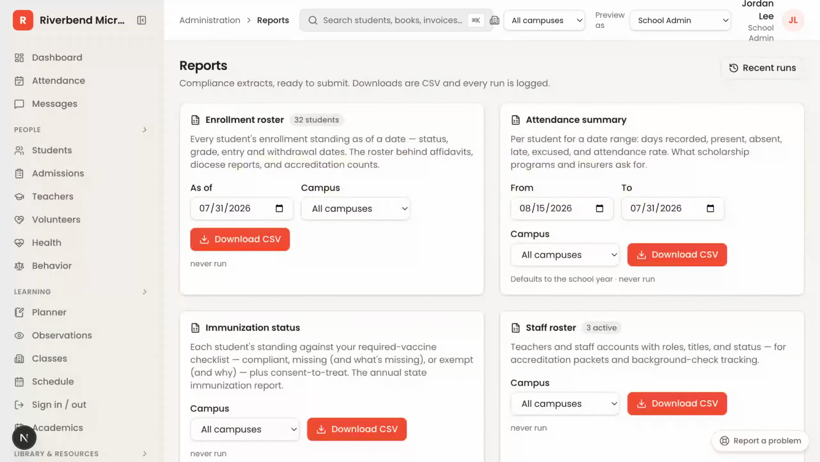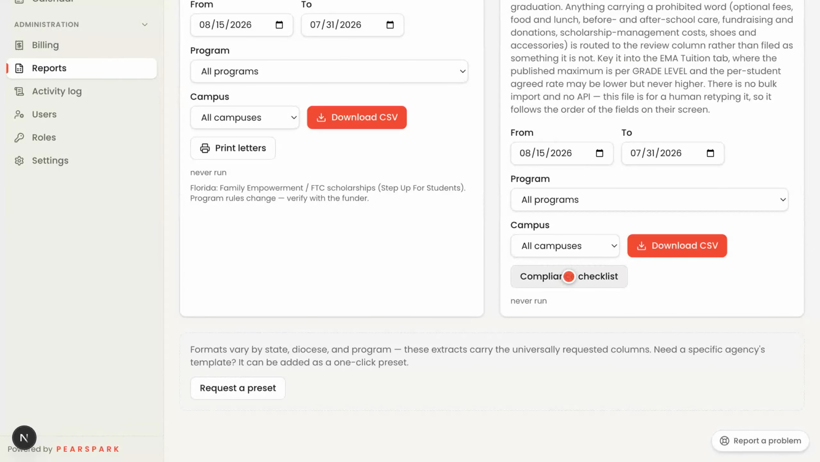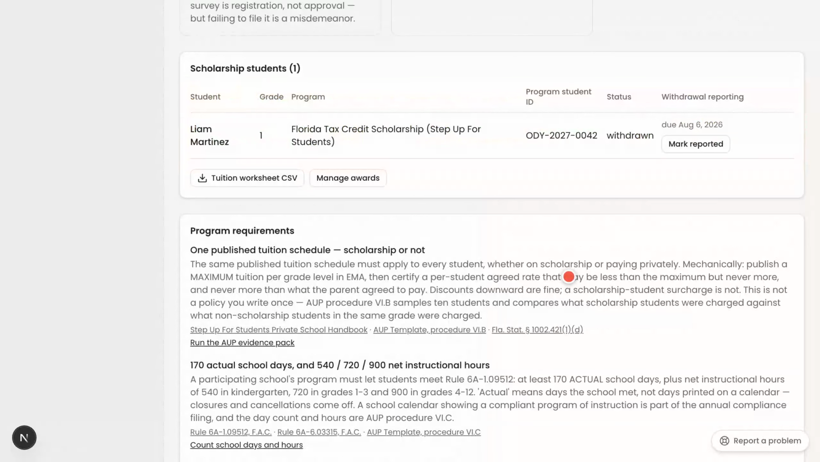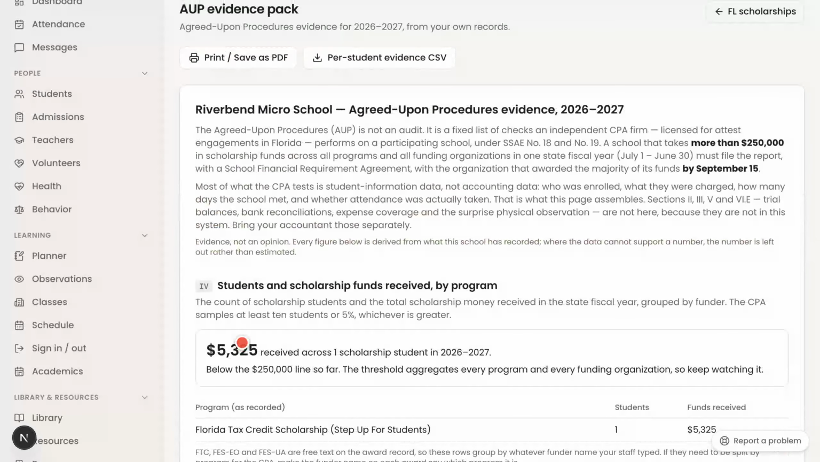Take more than $250,000 of Florida scholarship money in a year, and an independent CPA runs the agreed-upon procedures on your school. Start under Reports. On the scholarship card, click Compliance Checklist. The requirements link straight to the evidence. Click Run the AUP Evidence Pack.